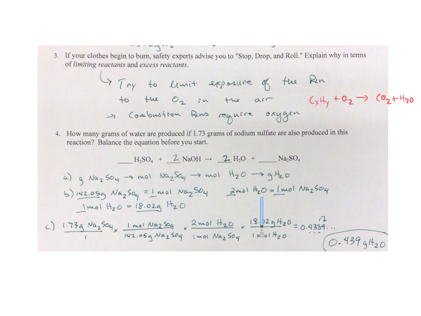So here are the equalities necessary for this problem. And then when you set up the multiplications so that the units cancel, you start with 1.73 grams of sodium sulfate, so those cancel. Then you have sodium sulfate in moles, so those should cancel. Then you get it to moles of water, so those should cancel. When you do the math, 0.4389 rounds to 3 significant figures by changing to 0.439 grams of water.